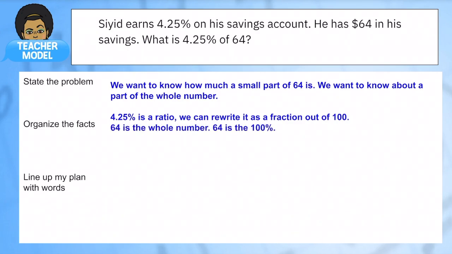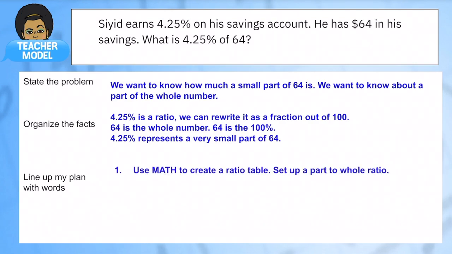And given that we want to know the small part, we're also going to look at this as a part to whole. In this case, $64 represents the whole amount, and we're going to try to figure out the part. So our 64 is 100% of the amount. And again, that's the part we want to know.